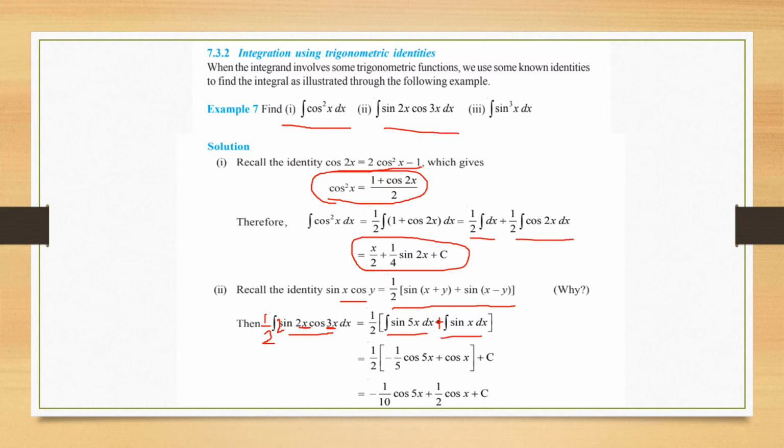Now I can integrate it. It will become minus cos 5x upon 5, because the integral of sine is minus cos, and it will become plus cos x, plus c. So it is minus 1 by 10 cos 5x plus half cos x plus c.